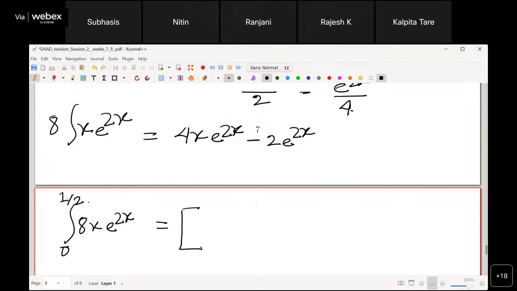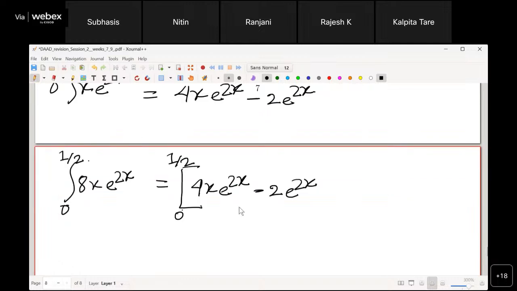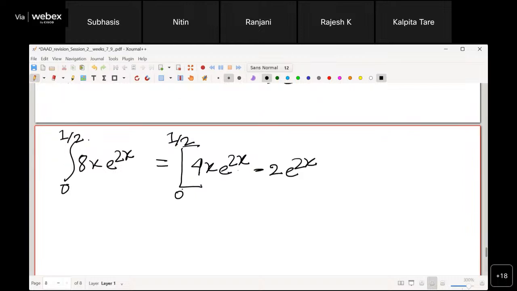We need to take first, so this is 0 to half of 4x e power 2x minus 2 times e power 2x, right? So first what we need to do? We need to substitute this half over here. So if I substitute half, then what I will get? Can you tell me?